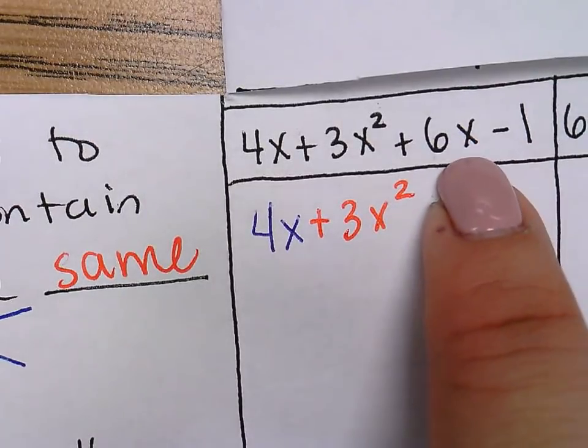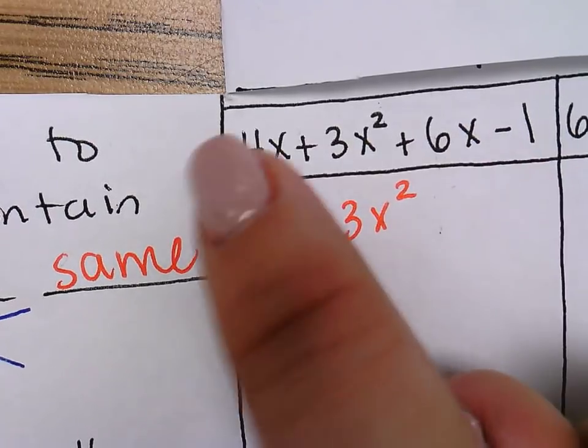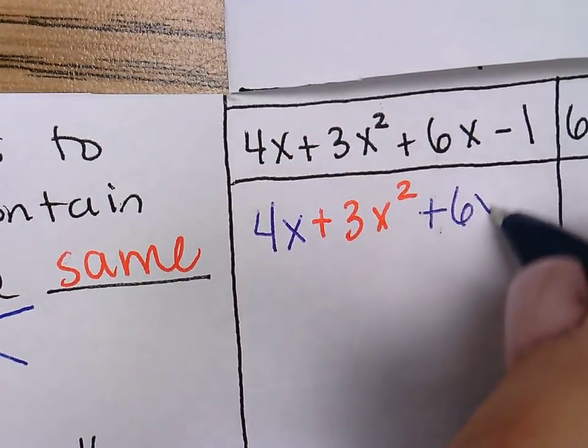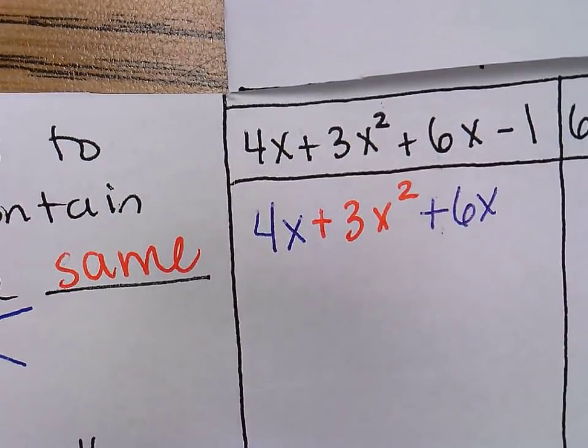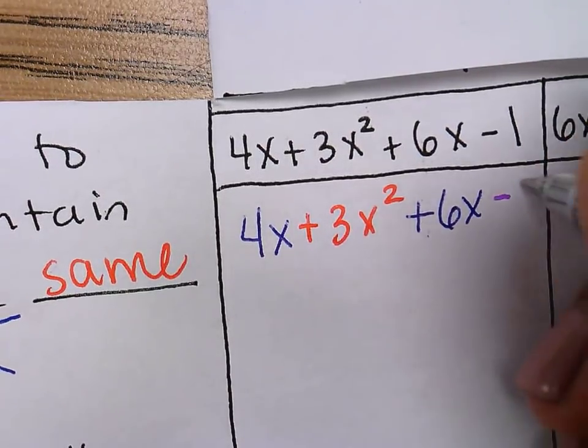Now I have x here again, which matches here. They are the same variable and they have the same exponent. So I'm going to write it in blue again, plus 6x. And then I'm going to write my constant as a different color because my constant doesn't match anything. So I'm going to do minus 1.